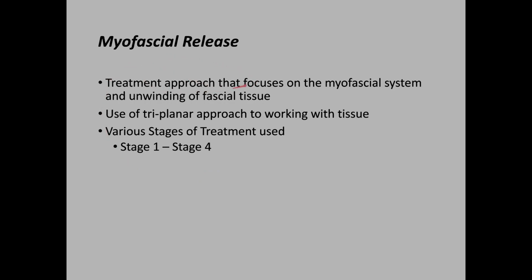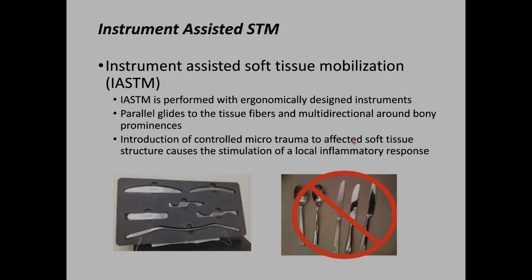Okay. One thing to know about myofascial release. With myofascial release, the key understanding here is it's a treatment approach that's going to focus on the myofascial system and unwinding of the fascial tissue located in the fascial system itself. So we've got different stages. You guys can do a lot of continuing ed in myofascial release, but this is the key part: myofascial system.